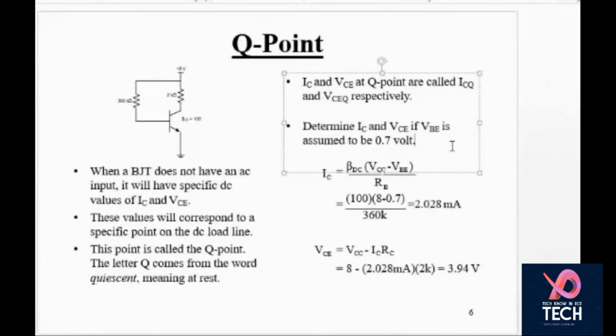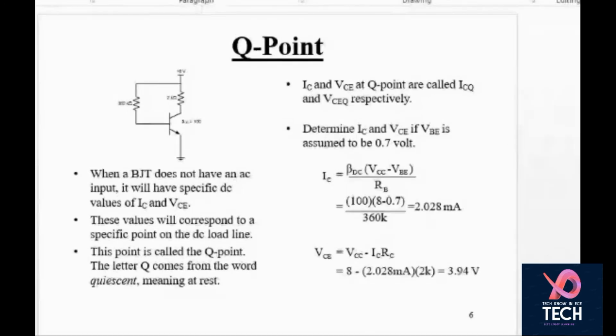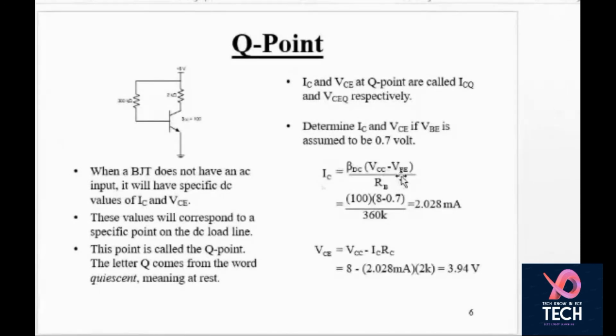Now determine IC and VCE if VBE is assumed to be 0.7 volts. How can you calculate IC? From the formula I discussed in the previous slide, IC is equal to VCC minus VBE over RB. Substituting the values, you will get IC is equal to 2 milliampere for this particular circuit. And VCE is equal to VCC minus IC RC. IC is known to you, so you can do it like this.